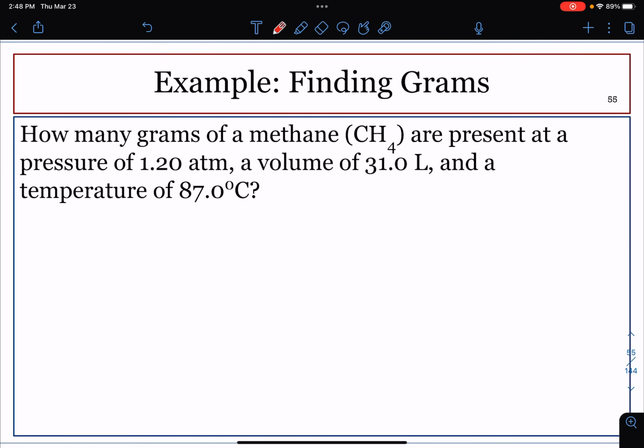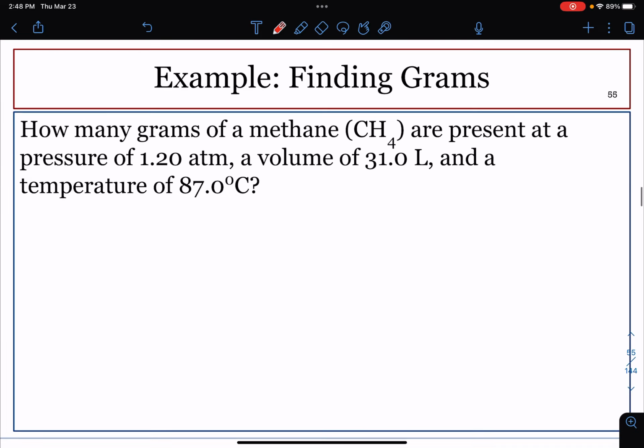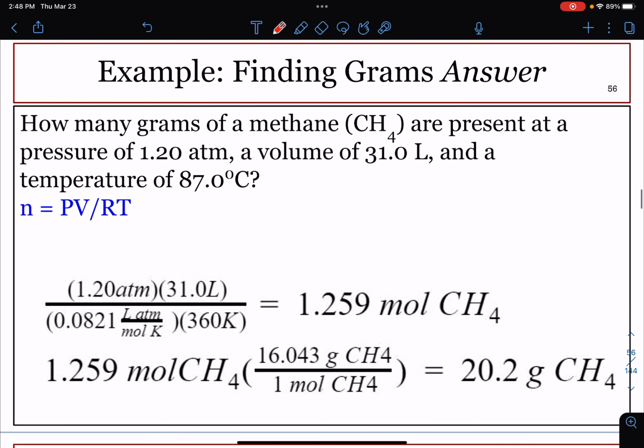Pause this video to read this problem and figure out which equation to use and then solve. So here's the answer. First, we need to use the ideal gas law, or PV = nRT, rearranged to solve for moles, as you can see here. Then, plug in the pressure and the volume in the numerator, and the R value and the T in the denominator. When we calculate this, we have 1.259 moles of methane, or CH4.